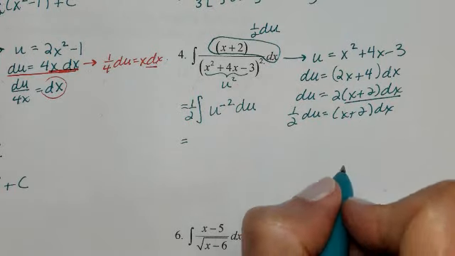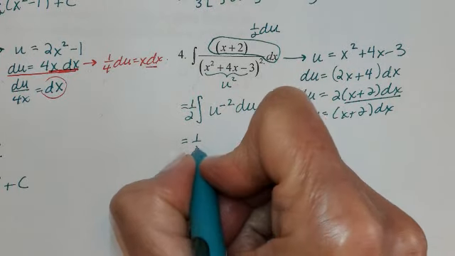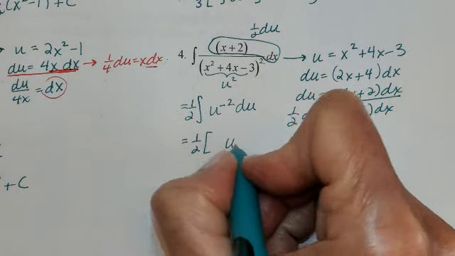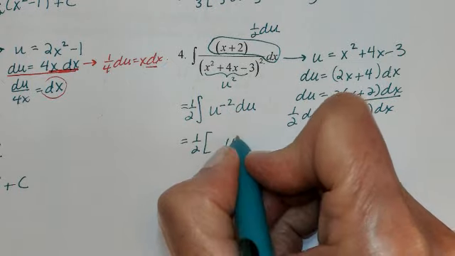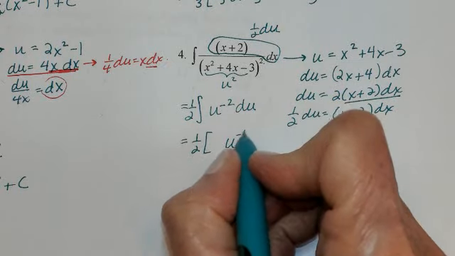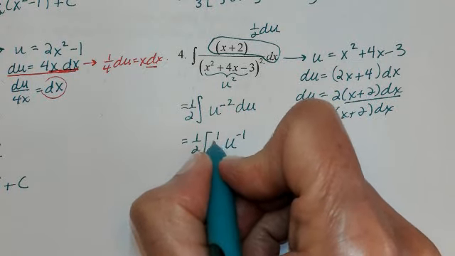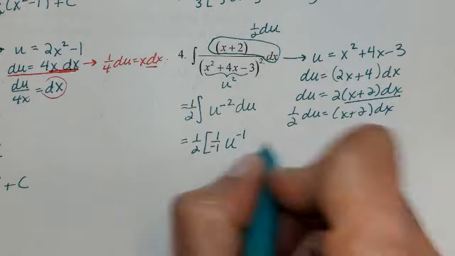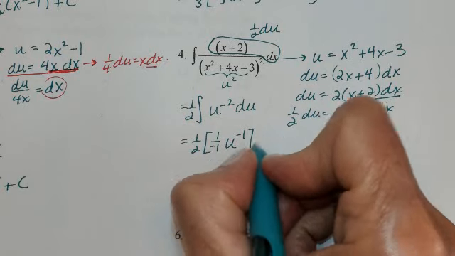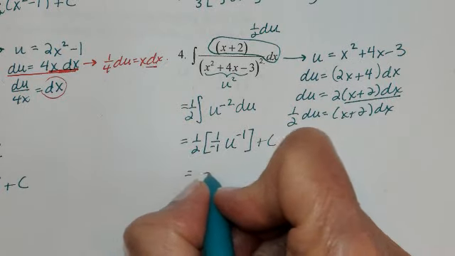Now we can use the power rule. So we have 1/2 out front, and then u to the, add 1 to your exponent, right? And then divide by that. So 1 over -1, which is -1, right? Plus c. So this is negative.